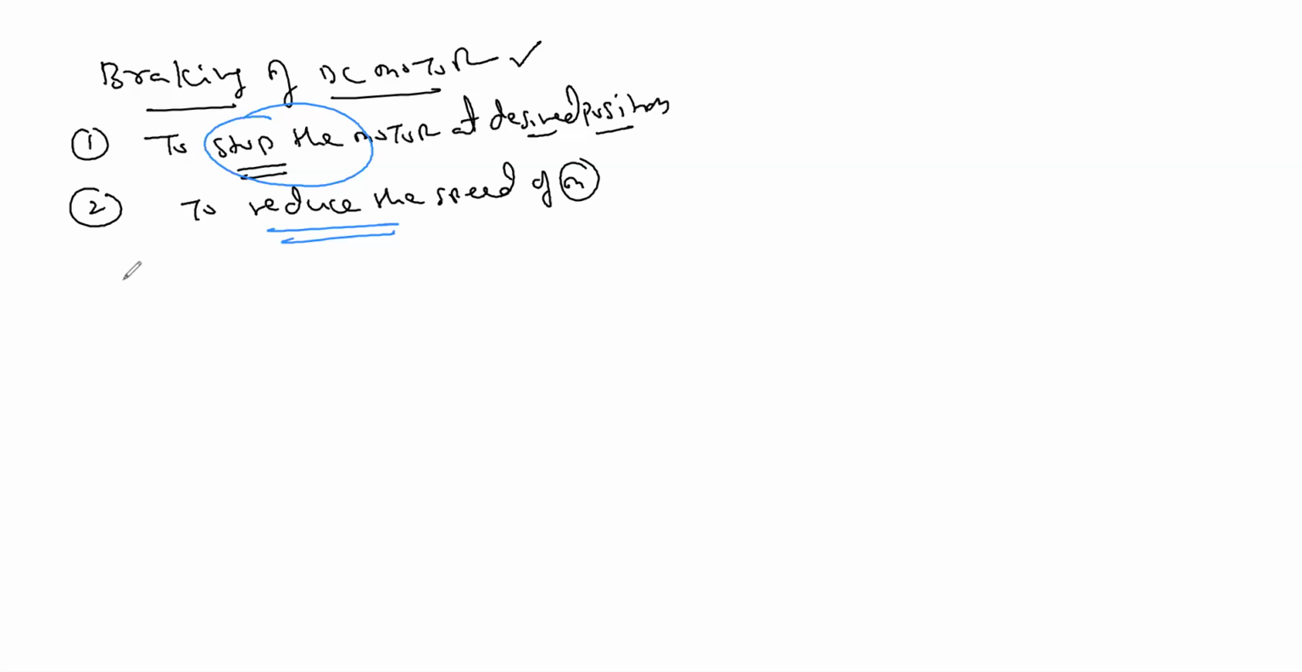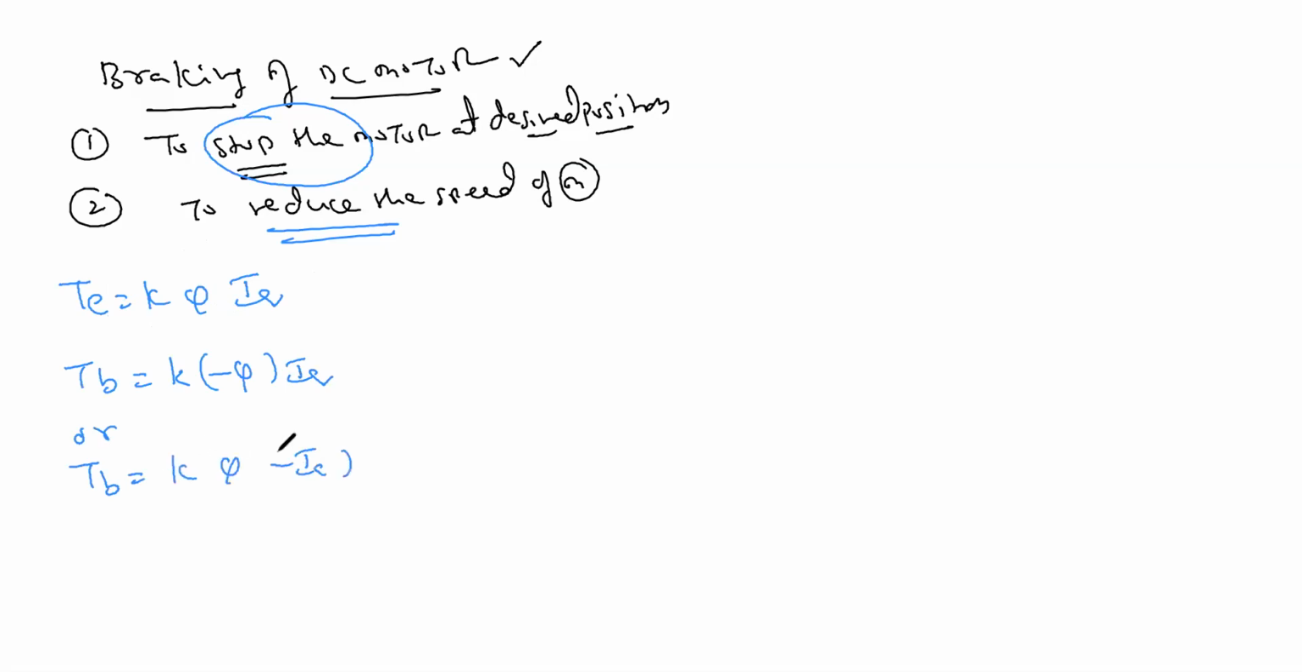So braking torque is always opposite the electromagnetic torque. For example, motor is rotating with K phi IA. So what is the braking torque? Braking torque is always opposite. You should apply torque in the opposite direction. So what can I do? Either minus phi IA, or TB, the braking torque, is K phi times minus IA.